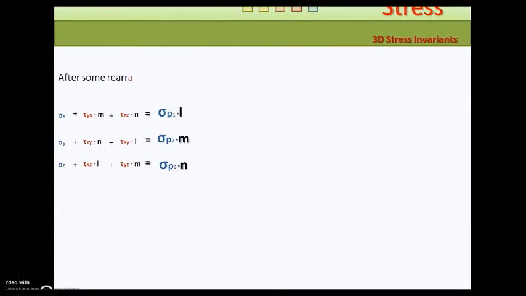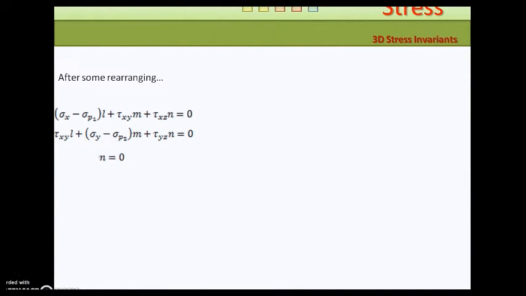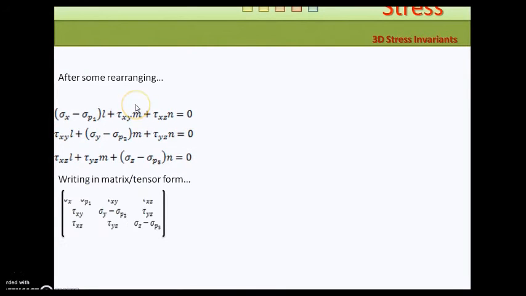These equations can be rearranged to obtain these 3 equations, and these can be written in matrix form. A good way of remembering this is to start with the normal stress terms, going down diagonally from left to right, then place all the stress terms either side.